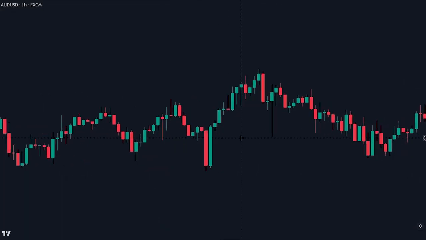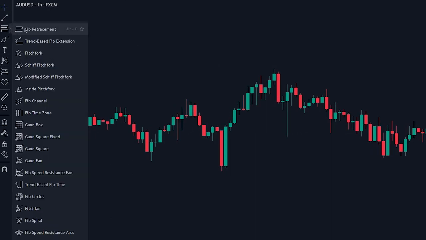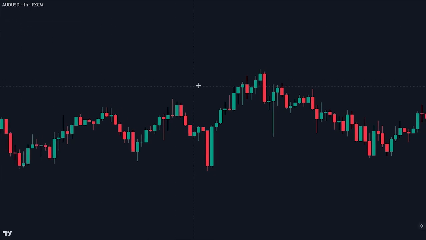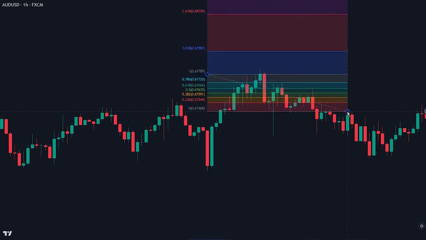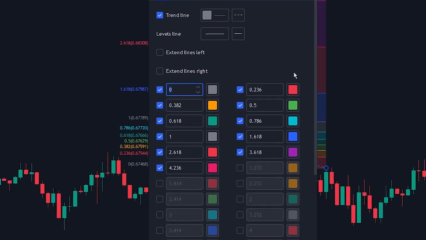To do this, we will first need to head over to the left side of the screen where the toolbar is located. Now click on the arrow to unfold the hidden tools and select the Fibonacci retracement tool. Once you have done that, you will be able to click anywhere on the chart to add the Fibonacci retracement to the chart. If we now double-click on it, we will be able to see the settings.